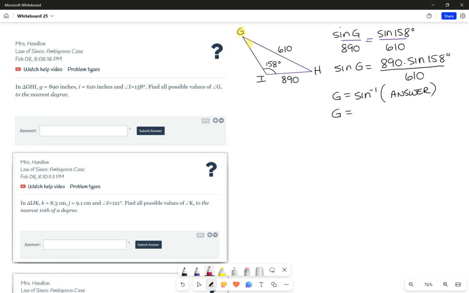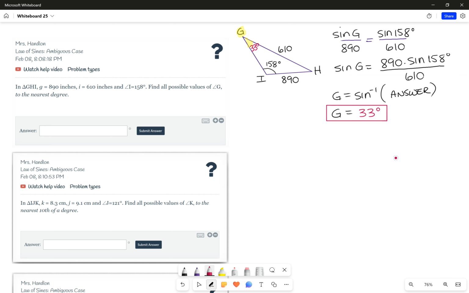Okay, so I've put that into the calculator, rounding to the nearest degree. So we get 33 degrees as angle G. Okay, so now the question is, is this an acceptable answer? Is 33 degrees an acceptable answer? Well, I'm going to put 33 degrees up here where we have highlighted. The way you know it's an acceptable answer is that the G, I, and H angles have to always add up to 180 degrees. Well, when I add 33 plus 158, I end up with 191.